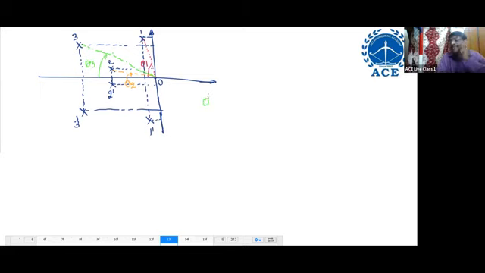Which theta is larger here? Theta 1 is large. Theta 1 is greater than theta 3, which is greater than theta 2. So that means MP1 is greater than MP3, which is greater than MP2. So this is less relatively stable, and this is more relatively stable.